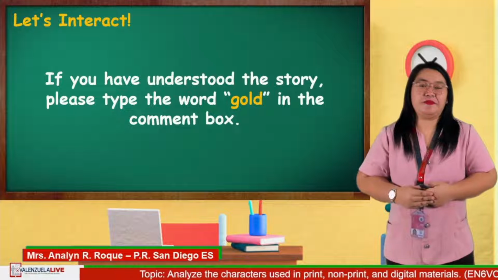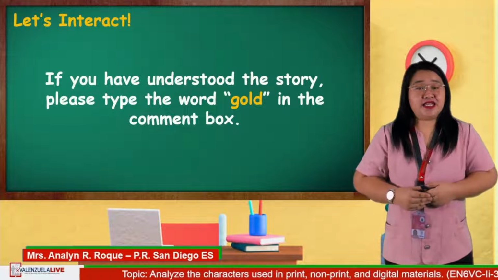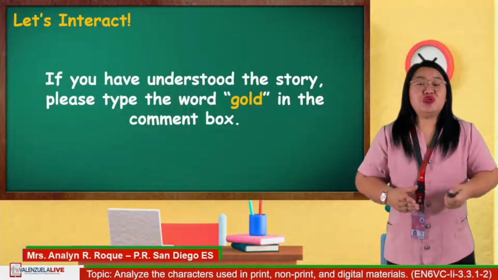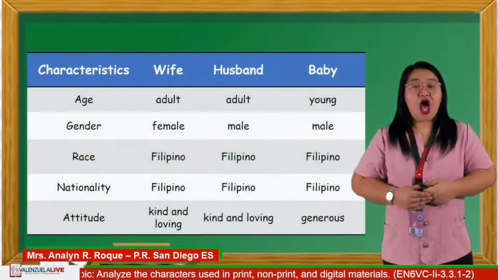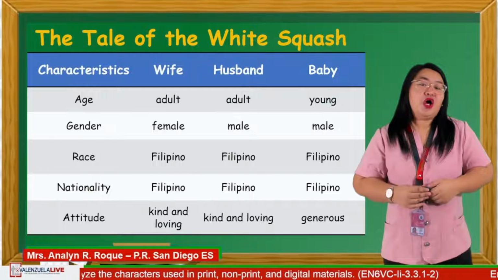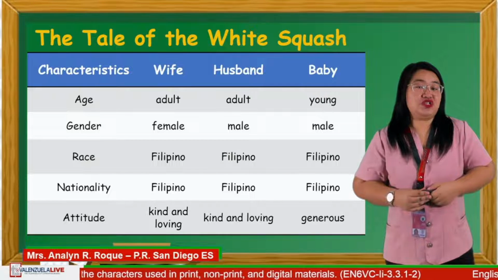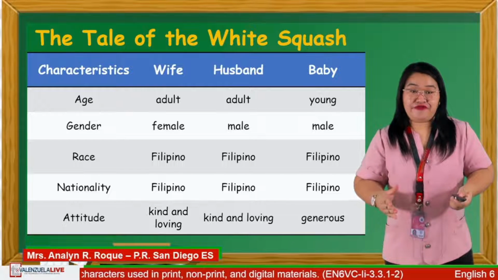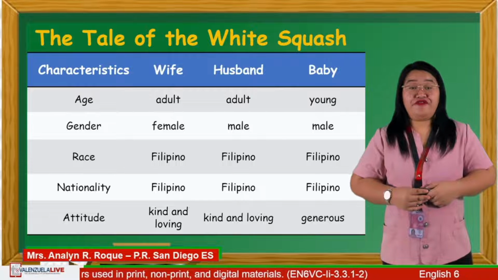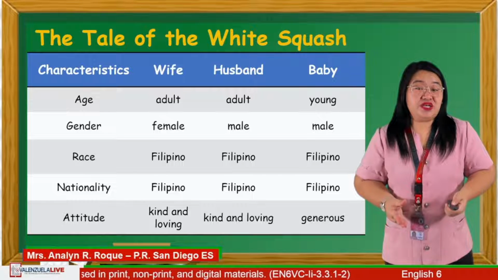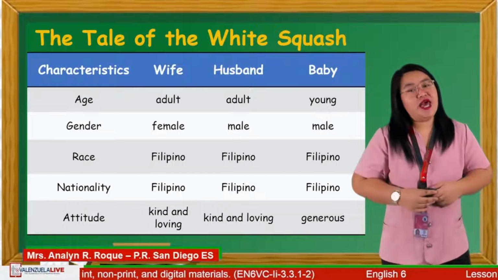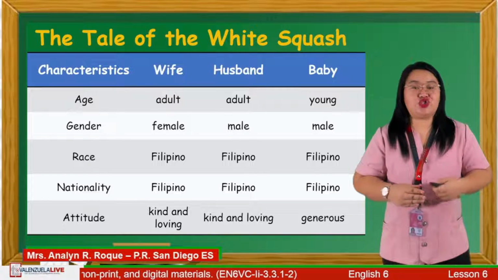That's great. Let us analyze the characters in the story, The Tale of the White Squash, using this table. According to the listed characteristics, on top, we have the three characters in the story: the wife, husband, and the baby boy. On the left, we have the characteristics, which are age, gender, race, nationality, and attitude.